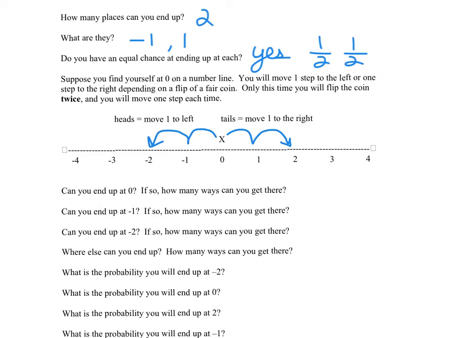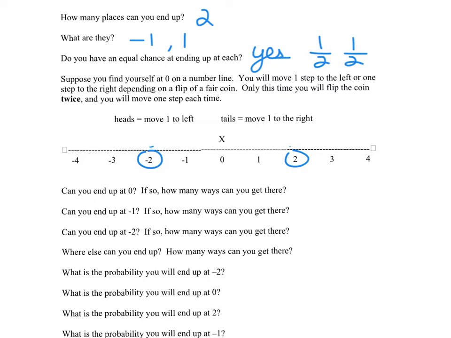Let me erase those two. So we know that -2 and 2 are both options, and there's only one way to get to those two places. Oops. Let me go back, put those back, and grab the eraser here. Get rid of these so we can see our jumps happen.